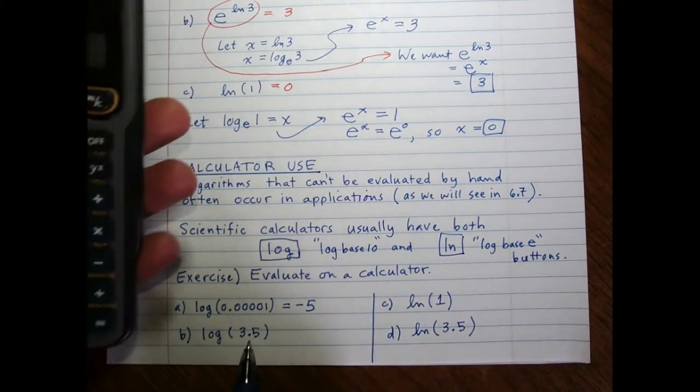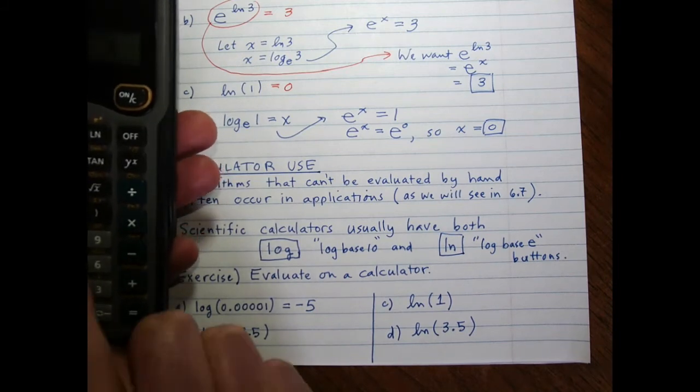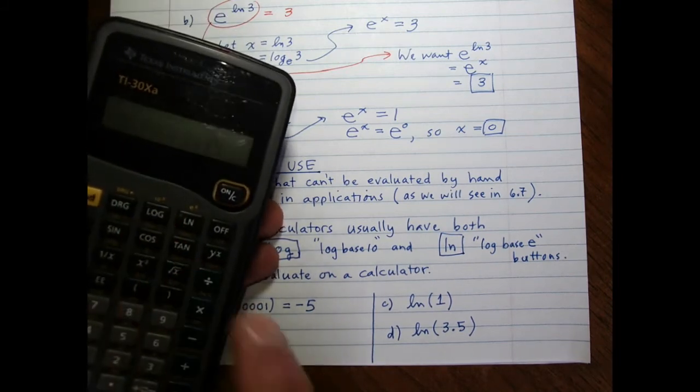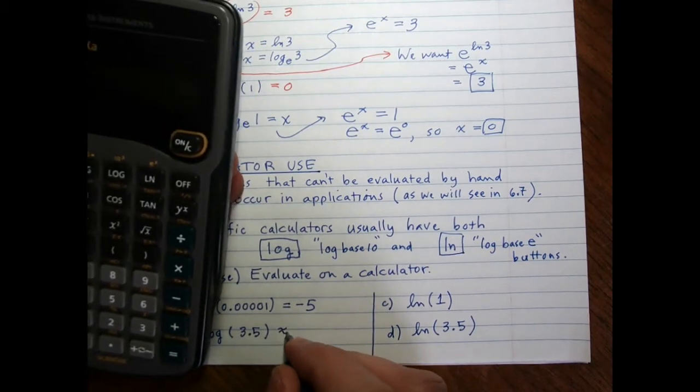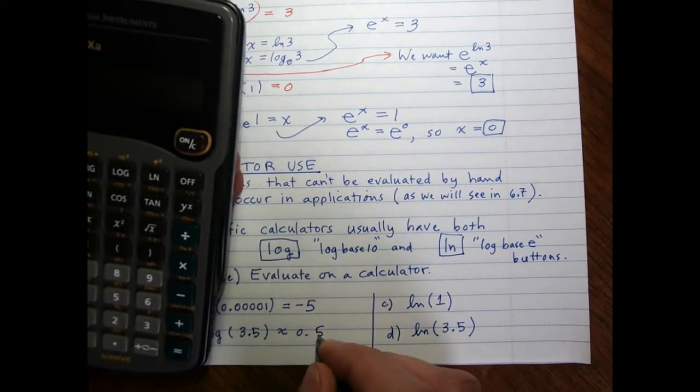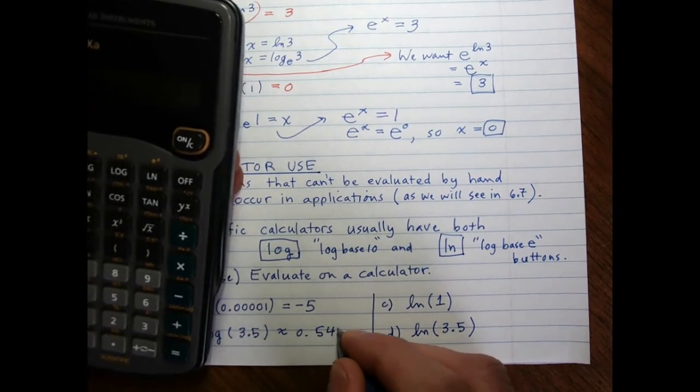LOG of 3.5, just 3.5. I just push my LOG button. Now I'm going to have to round this off. This is about 0.544.